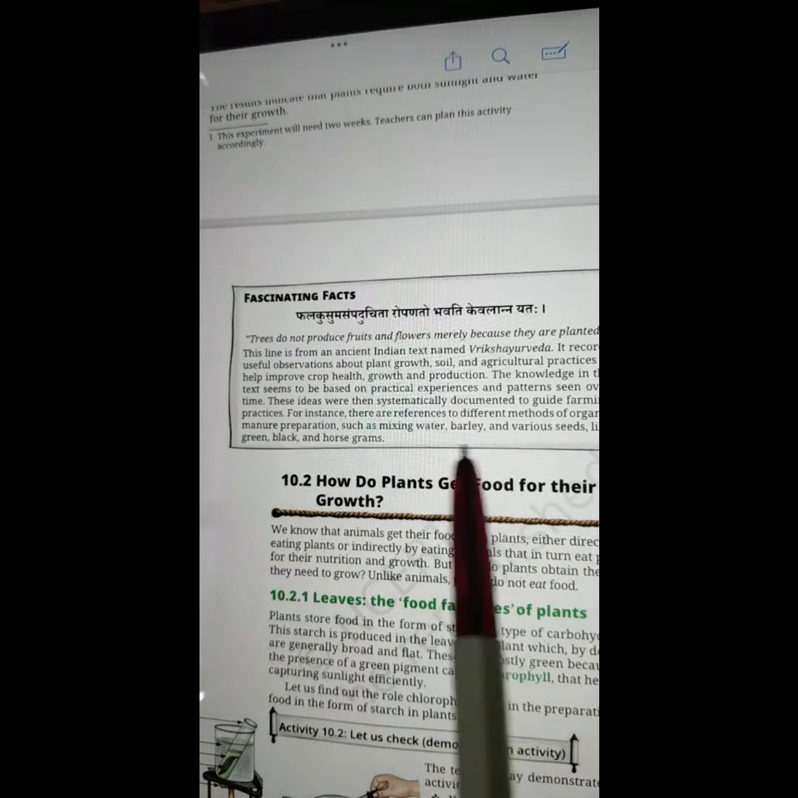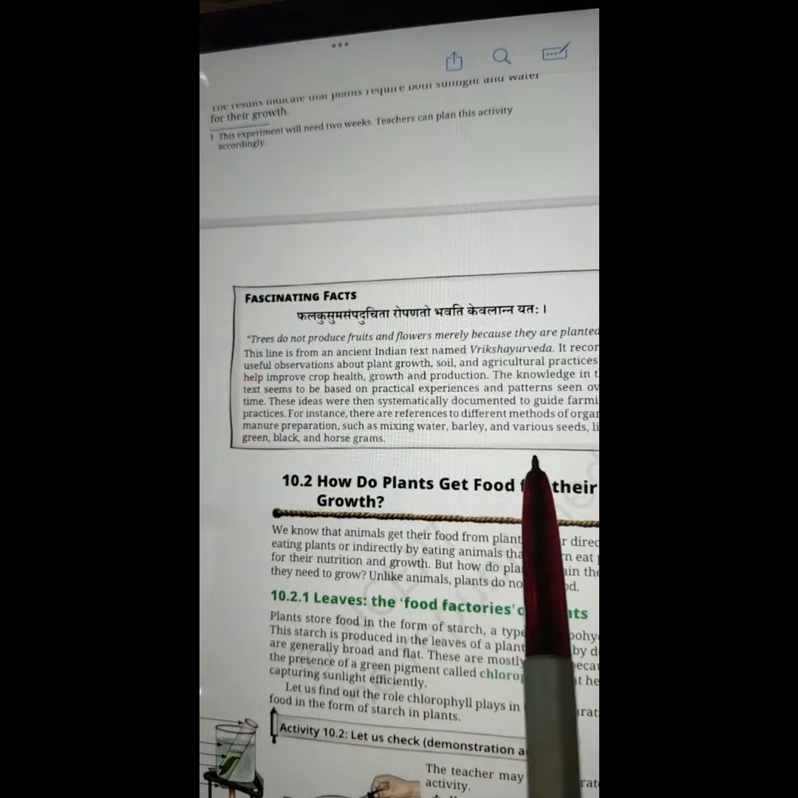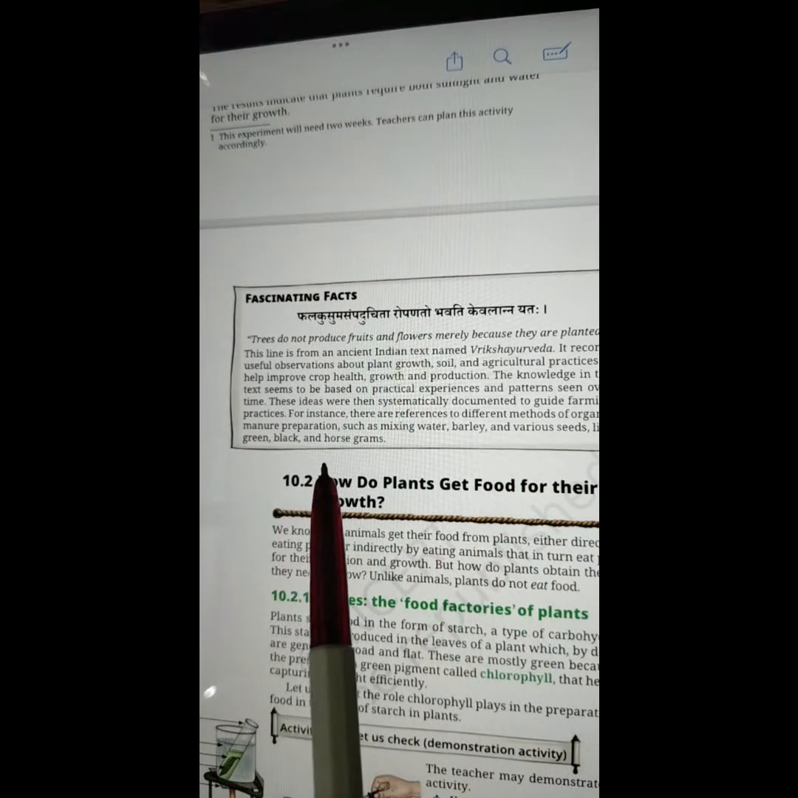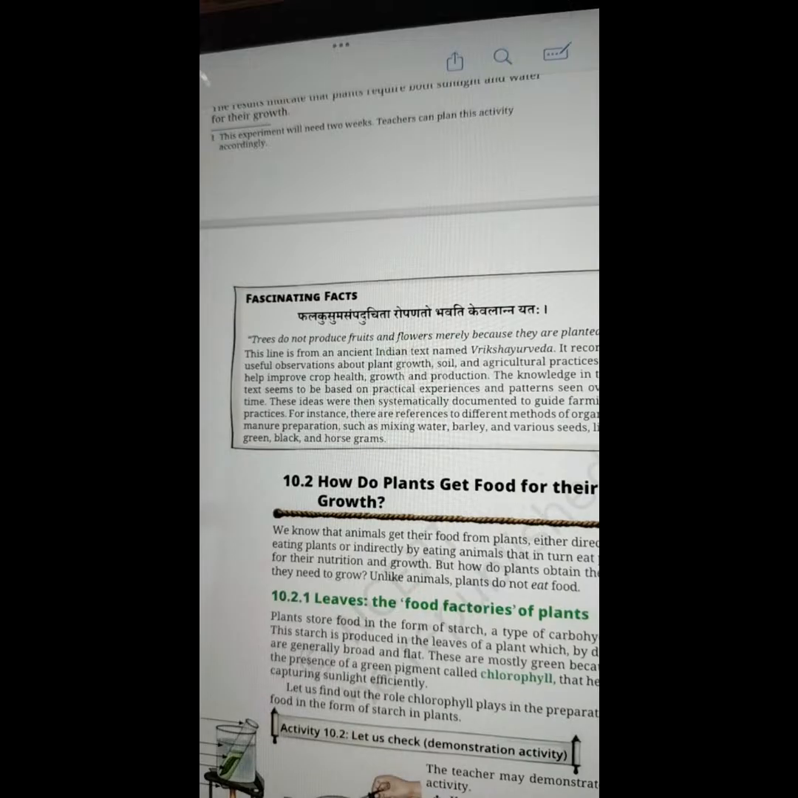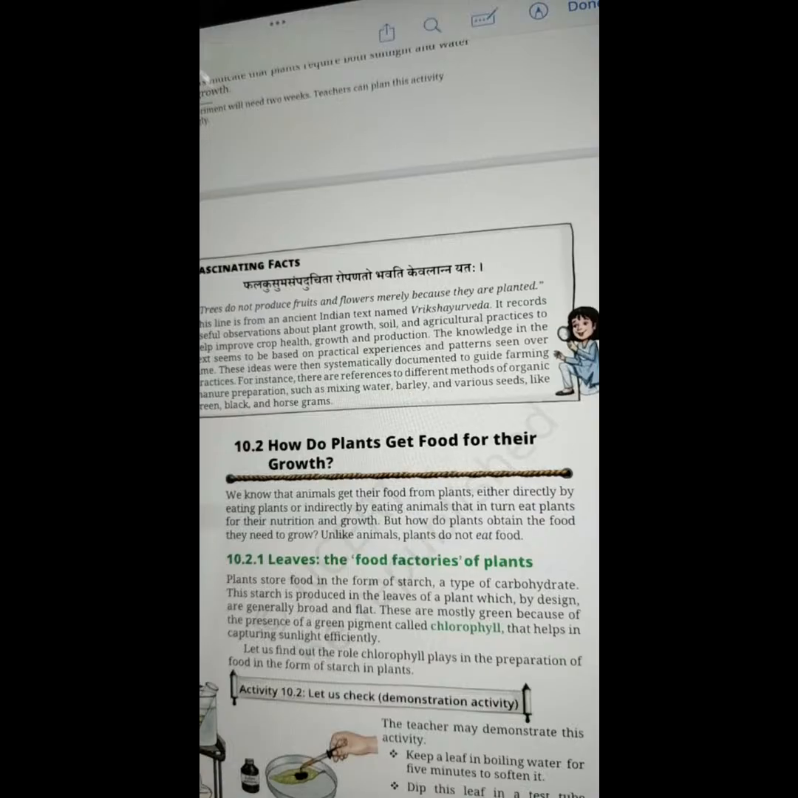For instance, there are references to different methods of organic manure preparation, such as mixing water, barley, and various seeds like green, black, and horse grams. 10.2. Let me adjust the screen.